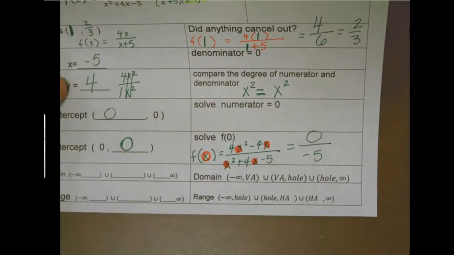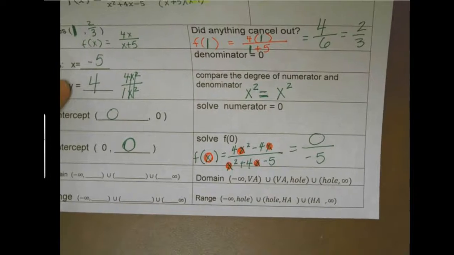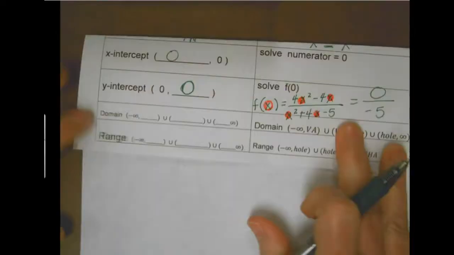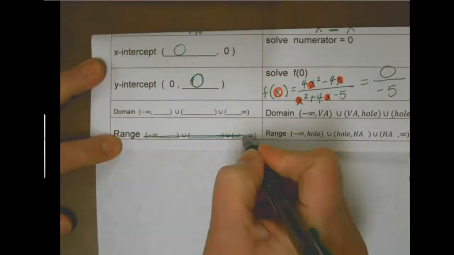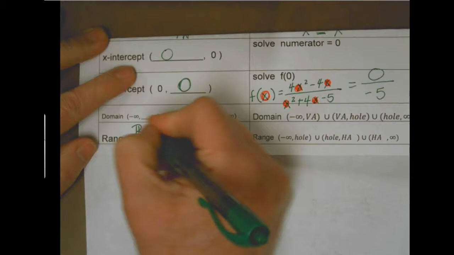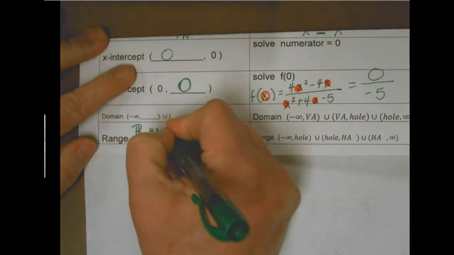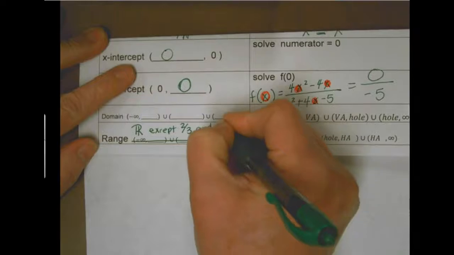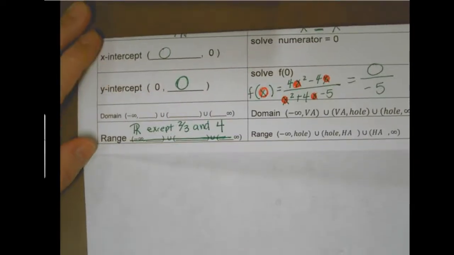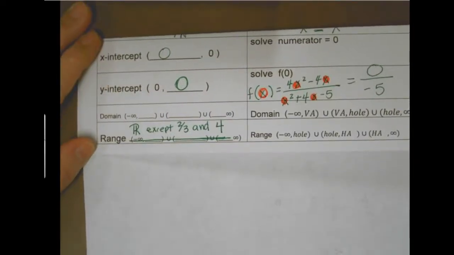Now, once again, when you start having more than one hole or more than one asymptote, instead of writing in interval notation, you can write in the other notation. So it's all real numbers except the hole at 2/3 and the asymptote at 4. Wasn't that where the asymptote was?